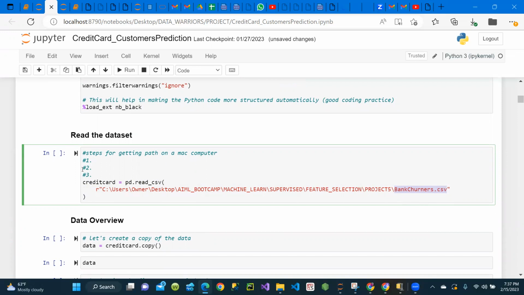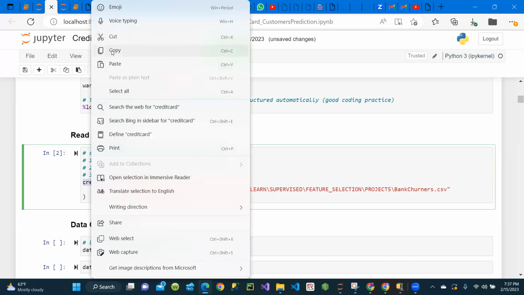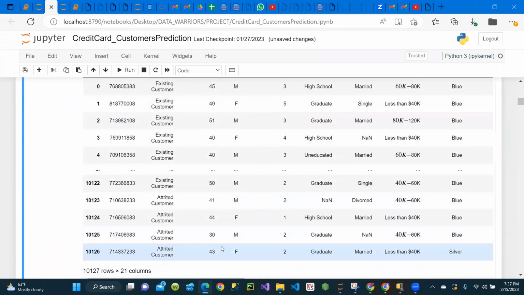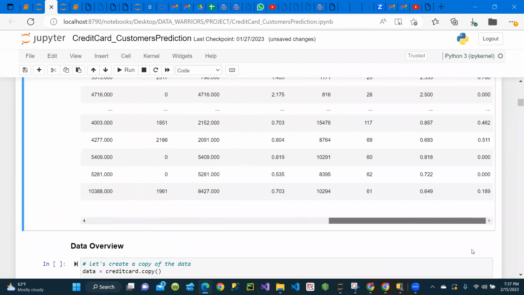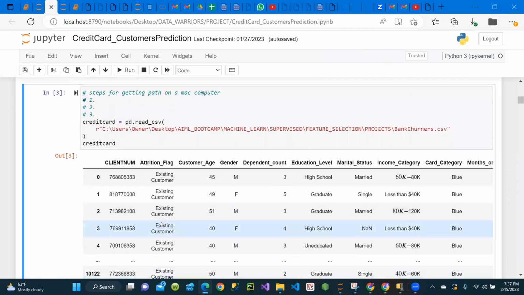Now after you put the path, you read. You see it has changed into 2. Now, if you want to see the data, you come here. This is called a data frame. When you have done pandas, you know what a data frame is. You just copy this one here, come here, and run. Now you see your data and the columns. These are the same columns that are there when you open the CSV file.